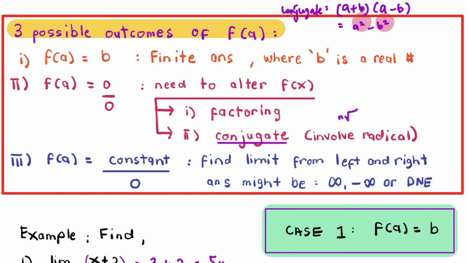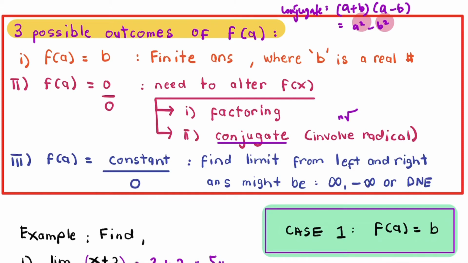Let's see case number 3. If you substitute the value of a inside your function f, you'll get something with constant over 0. So if you found something like this, we need to find the limit from the left hand side and also from the right hand side. And the answer might be either infinity, negative infinity, or does not exist.